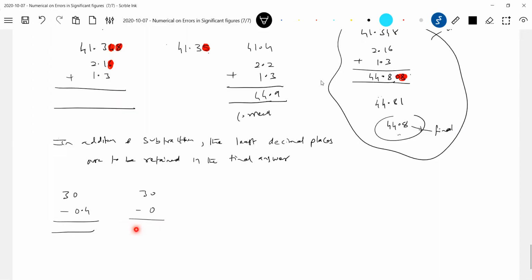How much will the answer be? 30. What is this? 30 minus 0.4. Again, you are writing 30. The least decimal places, how many are there? Here, 0. So the final answer, here, this number to be subtracted, first you retain that one. So there should not be any decimal place. So 0.4 will become 0. 30 minus 0 will be 30.